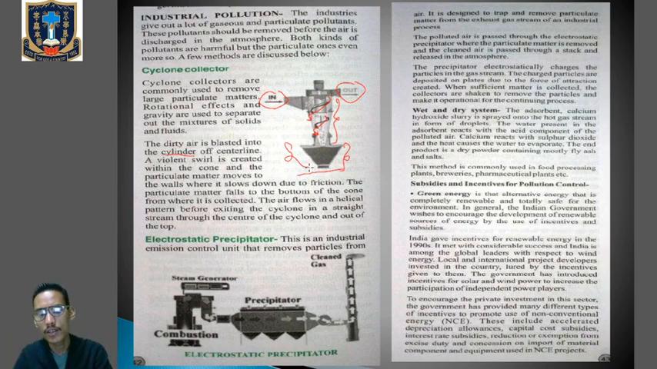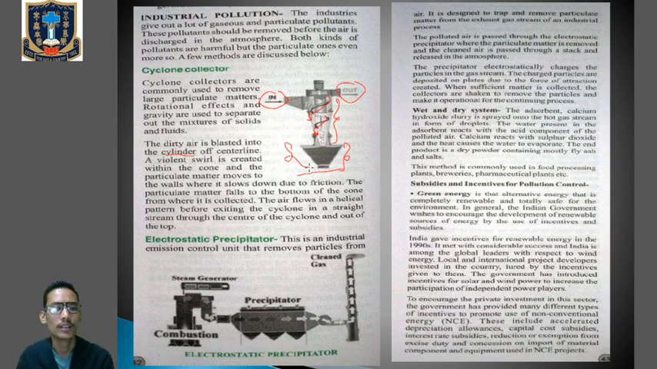the particulate matter of higher size will also move through the cylinder of the cyclone collector, and when the velocity of the air keeps on decreasing, the particulate matter will fall down to the bottom of the cone, and from that cone it will be collected, and the air with, let's say, smaller particulate matter will flow in a helical manner through the outlet. Okay, so the air flows in a helical pattern before exiting the cyclone in a straight stream through the center of the cyclone and out of the top.